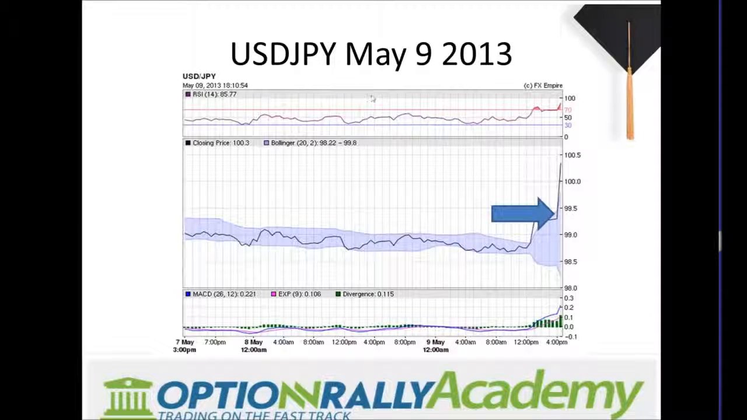This is the Japanese yen on May the 9th, and you can see, although it's a little bit hard to see, where the price laid on top of this at 99.5. It laid on, you can hardly see the blue line underneath here, but then it diverged out and went all the way up here to 100. It went up a good couple hours and never came back down.